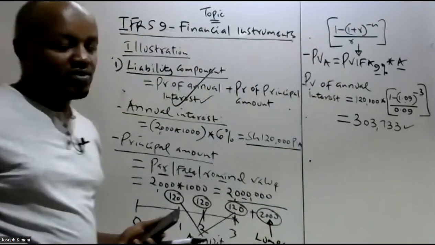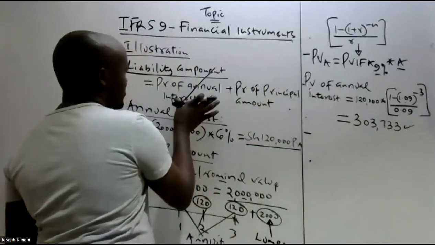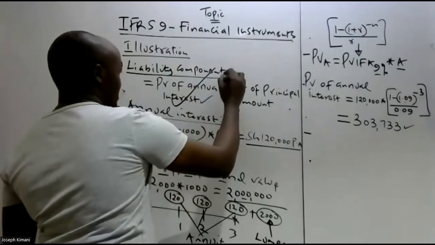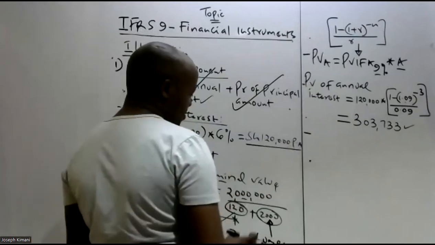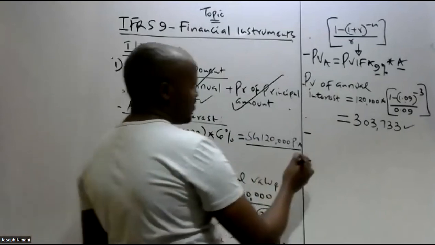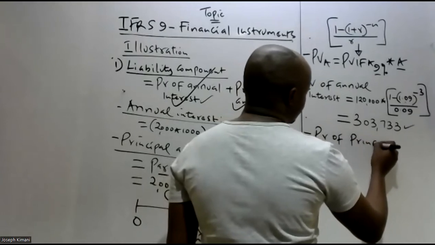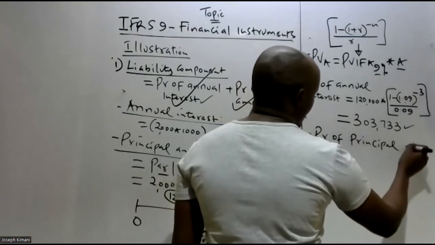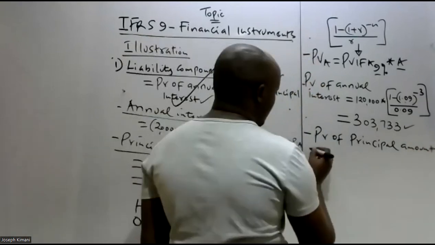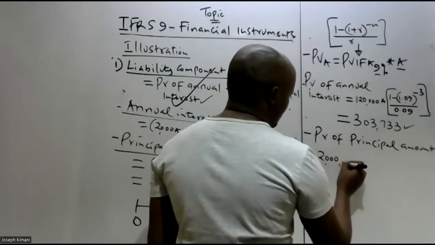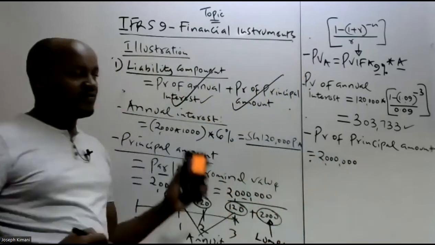So what we have now is the present value of the annual interest. Remember, to get the liability component, we have to add these two: the present value of annual interest plus the present value of the principal amount. Our principal amount, remember, is how much? It is 2 million. So we need to get the present value of the principal amount, which is 2 million, and then we need to multiply that with the present value interest factor at the rate of 9%.